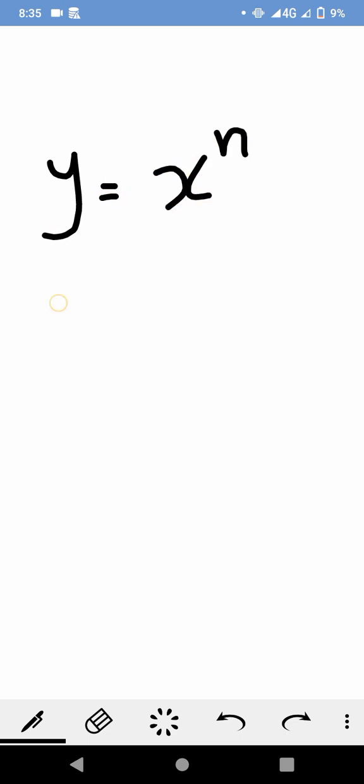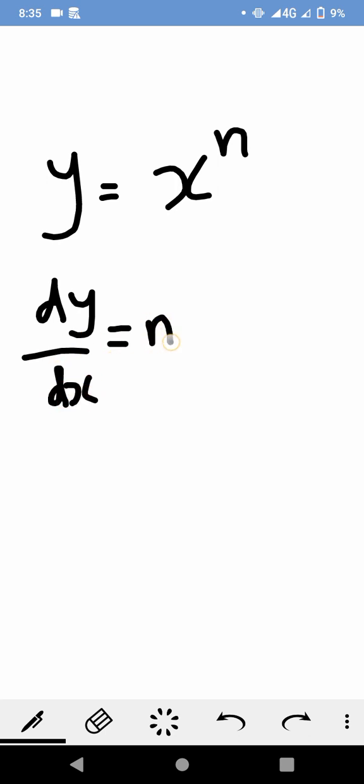So today let's learn how to differentiate using the power rule. The power rule states that if y is equal to x raised to power n, then dy over dx using the power rule will be equal to: bring down the power n, reduce the power n by 1. So this is the expression for the power rule, especially for polynomials without denominators.